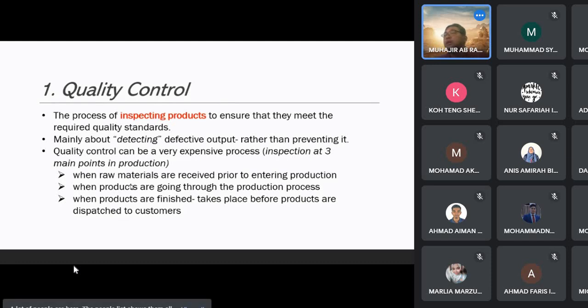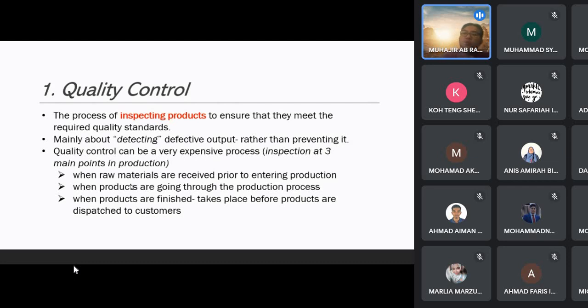If the quality control staff are tired and fatigued, they do not inspect the product properly. So most probably a poor quality product will be shipped to the customer. Then you have many errors and variation because of this human factor.